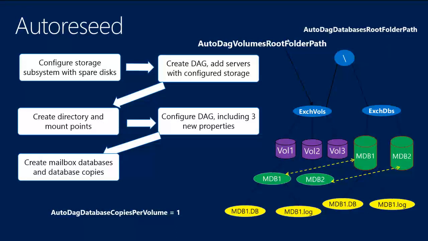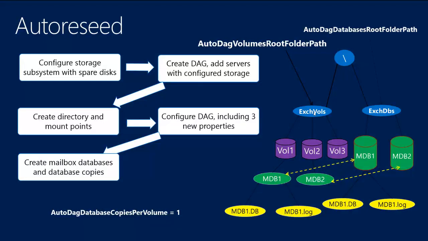One is called the AutoDAG volumes root folder path. That points to the volumes. That is where auto-reseed and the DAG know where your in-use storage is. And then the other is the AutoDAG databases root folder path, and that points to the actual databases as well. So again, this is nothing more than just multiple mount points pointing to the same location.